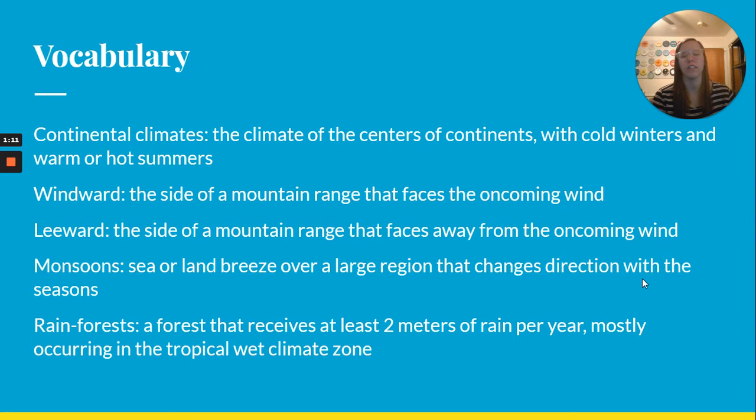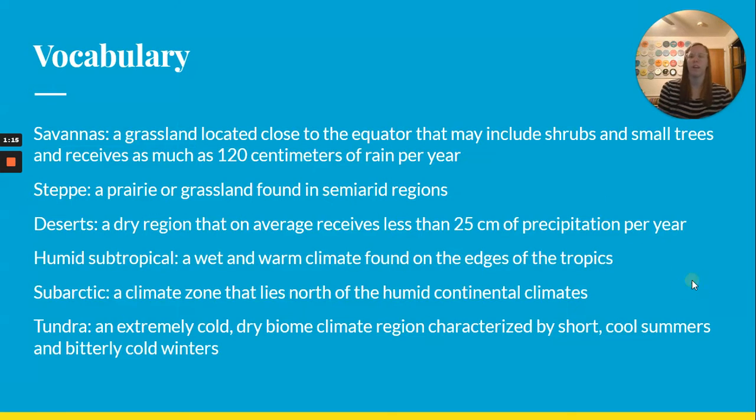Rainforests, a forest that receives at least 2 meters of rain per year, mostly occurring in the tropical wet climate. Savannas, a grassland located close to the equator that may include shrubs and small trees and receives as much as 120 centimeters of rain per year. The steppe is a prairie or grassland found in semi-arid regions. Deserts, a dry region that on average receives less than 25 centimeters of precipitation per year.